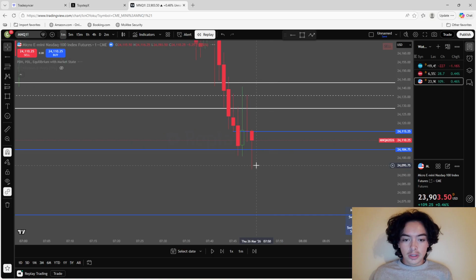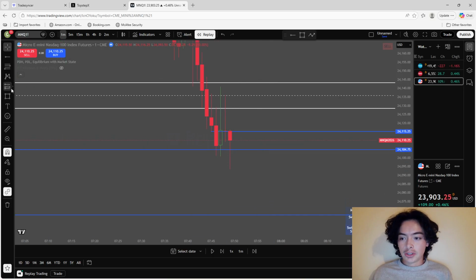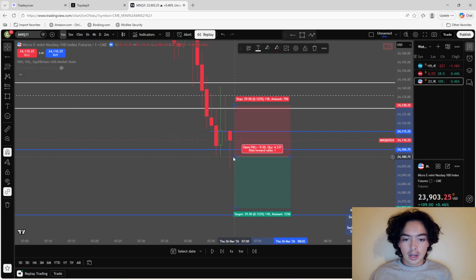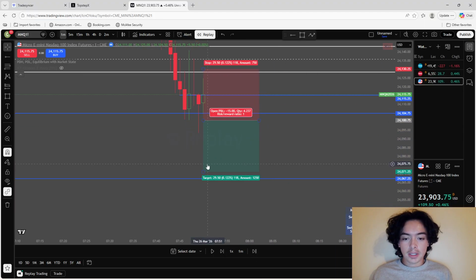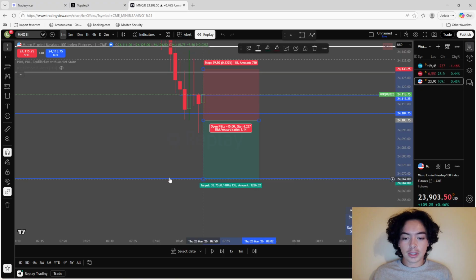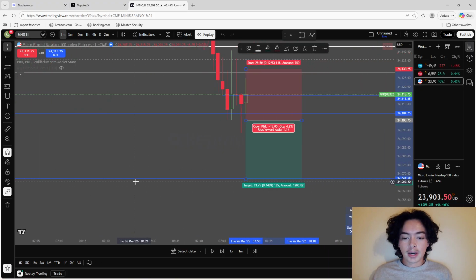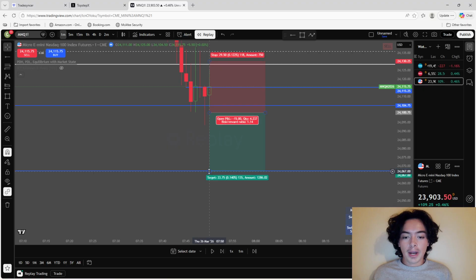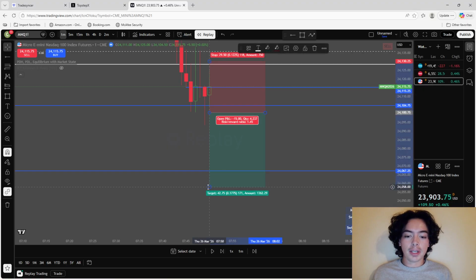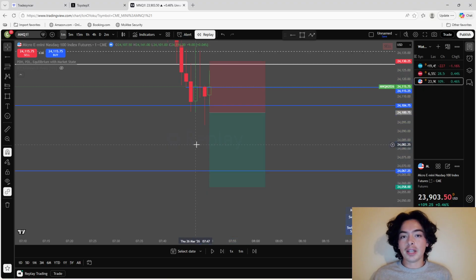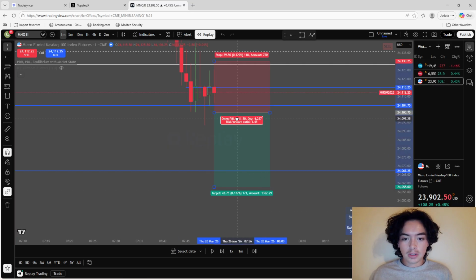So you guys can see right here, I ended up entering right around here off this 1 minute candle, and my take profit was this low right here. But you guys will see that I actually ended up taking profit right around here because we did get a crazy breakthrough in my TP. So you guys will see very soon.